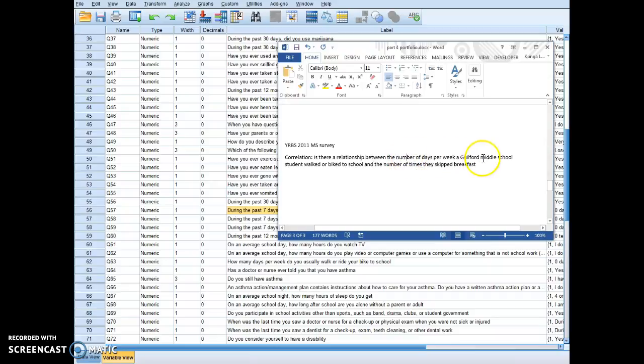The number of days per week a student walks or bikes to school can range from 0 to 100, which is a specific number with a specific value and a real zero, therefore it is a ratio variable. And the number of times they skipped or ate breakfast can also range from 0 to 100, being a specific value and a real zero. So both these variables are ratio. Now that we know that the question qualifies for a correlation, we can go ahead and conduct the analysis.